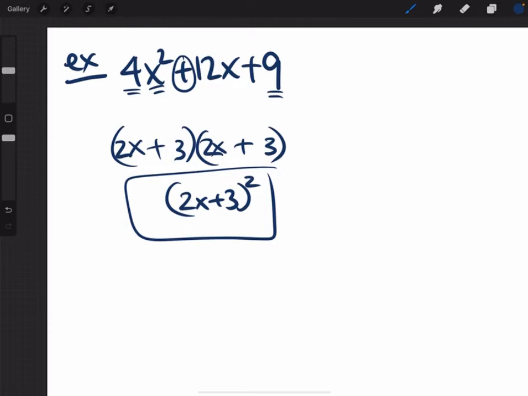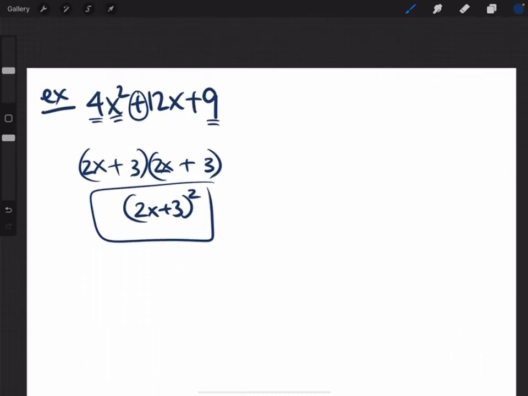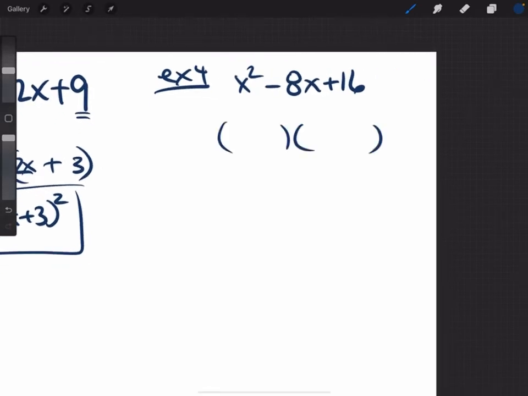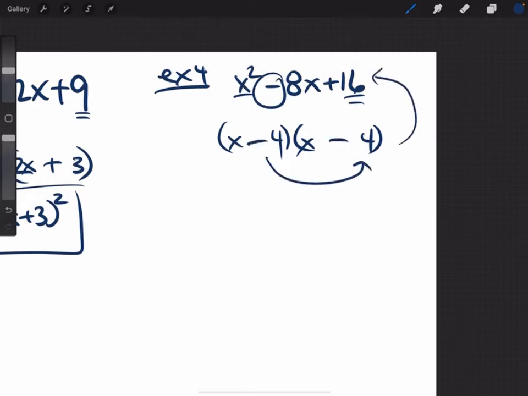Next one, final one, actually. Example 4. That's example 3. X squared minus 8x plus 16. Two parentheses, as always, x squared, 16. Middle term is negative. When you multiply negative and negative, you get positive 16. So it works out. X minus 4, parentheses squared, final answer.